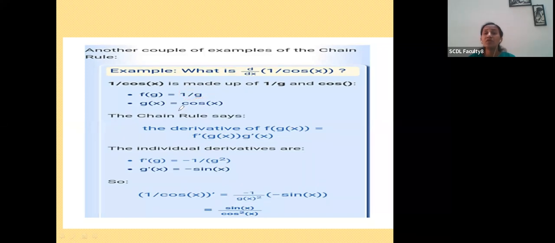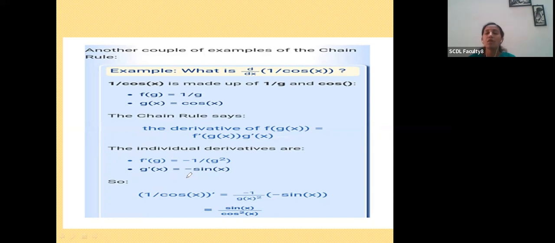Then what is the g of x? That is cos x. So first of all, let's make the derivative of 1 upon g, that is minus 1 upon g square. The derivative of d/dx of 1 upon g is equal to minus 1 upon g square. After that, the derivative of cos x is nothing but minus sine x. Derivative of cos x is minus sine x.